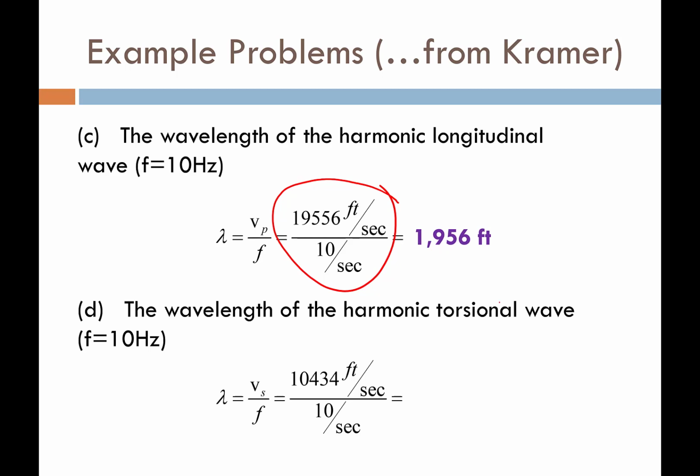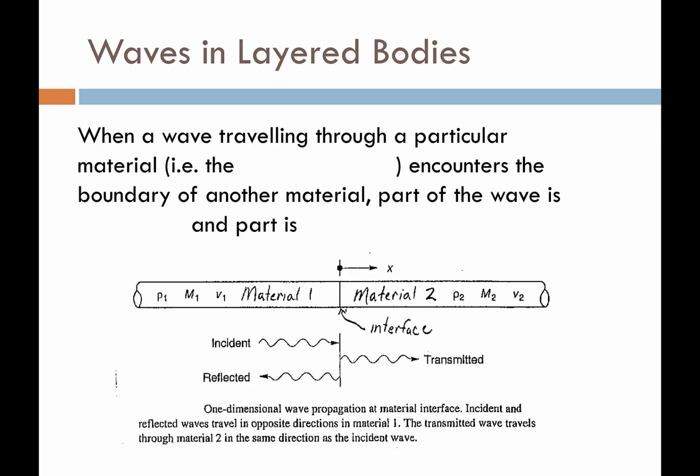Now, looking at the distance between the torsional waves, it's the same calculation, but this time I'm using the torsional wave propagation, or the S-wave propagation velocity, and do that calculation, and it's 1,043 feet between troughs or peaks on my waves that I'm applying to my steel. So this is how we can do some calculations to get various dynamic and wave properties from different materials.